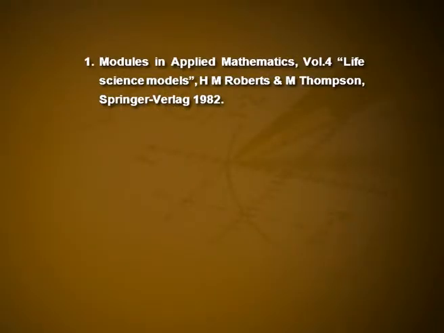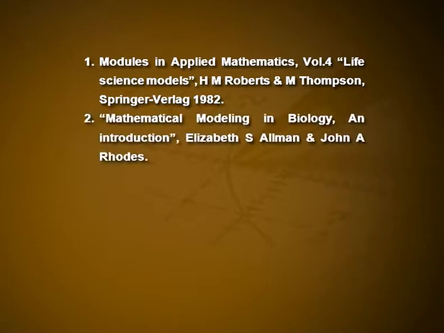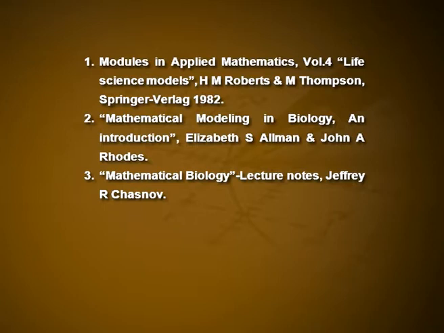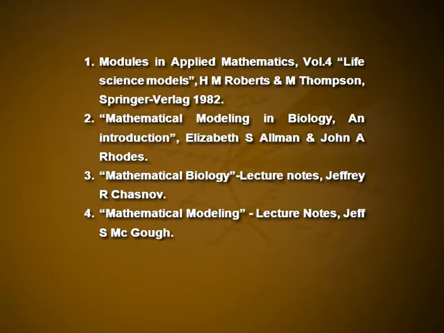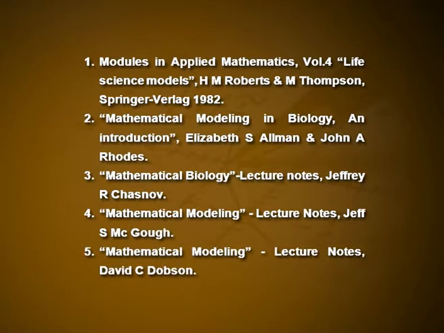These are some books for further reading. First one: Modules in Applied Mathematics Volume 4, Life Science Models by H.M. Roberts and M. Thompson, Springer Verlag 1982. Second one: Mathematical Modeling in Biology: An Introduction by Elizabeth S. Allman and John A. Rhodes. Third one: Mathematical Biology Lecture Notes by Jeffrey R. Kasner. Fourth one: Mathematical Modeling Lecture Notes by Jeff S. McGaw. And fifth one: Mathematical Modeling Lecture Notes by David C. Dobson.